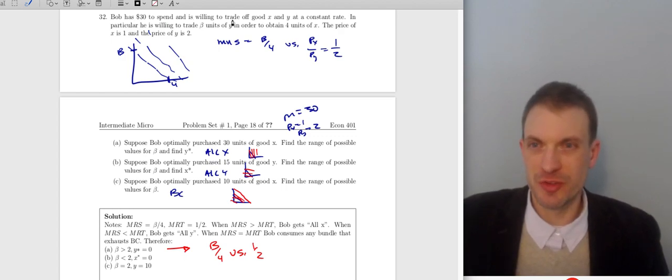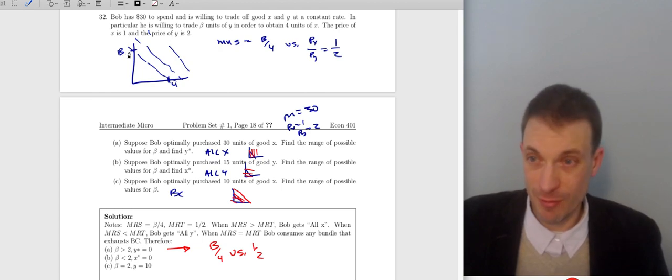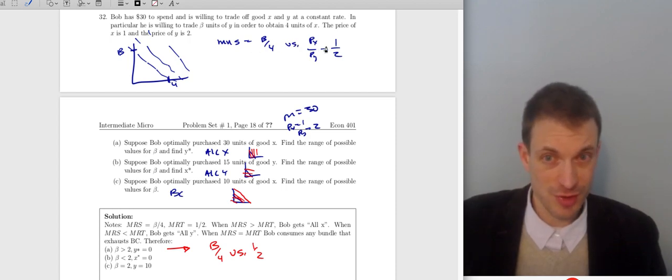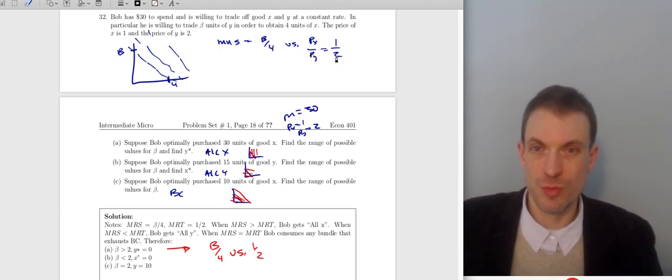Bob has $30 to spend, and is willing to trade off good X and good Y at a constant rate. In particular, he is willing to trade B units of Y in order to obtain 4 units of X. Price of good X is 1, price of good Y is 2, so our price ratio is 1/2. I'm willing to give up B units of good Y for 4 units of good X, so my slope is rise over run. Rise is minus B, run is 4, so my slope is minus B over 4, but I'm just going to report this as positive because the negative signs cancel. So I'm going to compare B over 4 to 1/2.